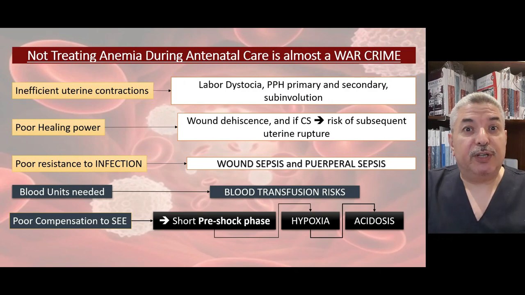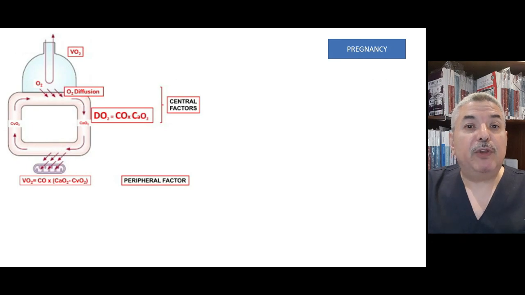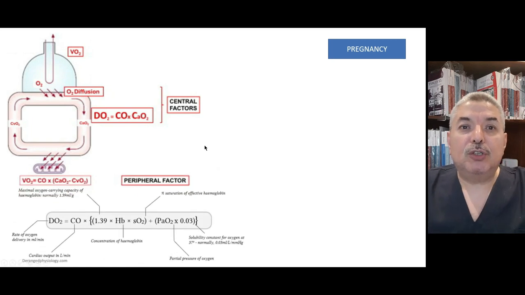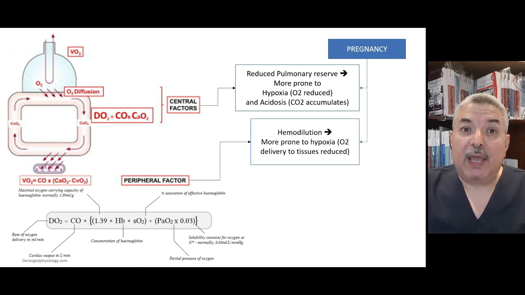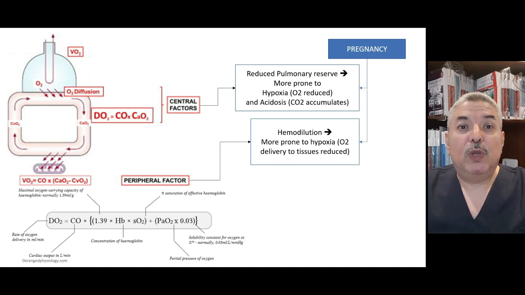And to make it further crystal clear, the delivery of oxygen goes in two phases. A central phase, when we extract oxygen from the air and hand it to the blood. And from the blood, the hemoglobin takes it to the tissue. So oxygen delivery depends on the hemoglobin percentage. And then in pregnancy, we know that there is reduced pulmonary reserve, so patients cannot deal efficiently with hypoxia, or even cannot wash out carbon dioxide efficiently in cases of acidosis. And on the other hand, peripherally, we have hemodilution, which will lead to the patient not being able to handle hypoxia efficiently.